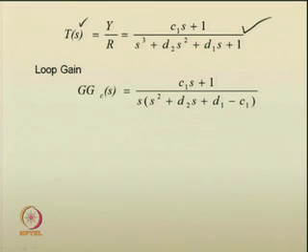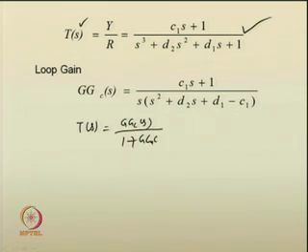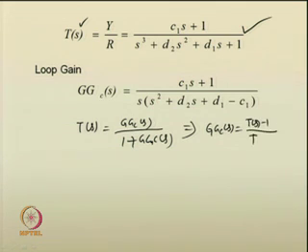Its loop gain can be obtained. How do we get loop gain? Because we know that T(s) is nothing but G Gc(s)/(1 + G Gc(s)), which can be used to get G Gc(s) H(s) = T(s)/(1 - T(s)).